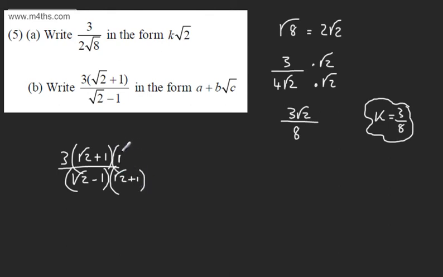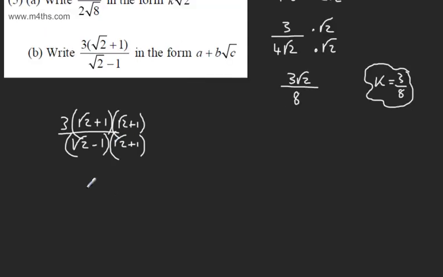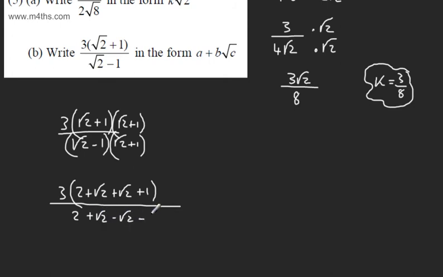What I'm looking to do here is create the difference of squares in the denominator so we can write this as a rational fraction. If we expand the numerator, root 2 times root 2 is going to give me 2. Then I'm going to have plus root 2 plus another root 2 plus 1. In the denominator, showing full workings, root 2 times root 2 is 2. I'm going to have plus root 2 minus root 2 minus 1.